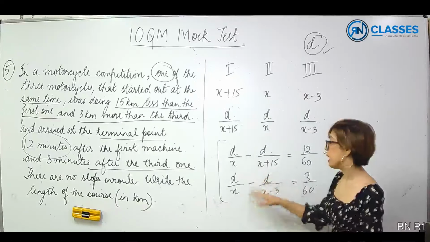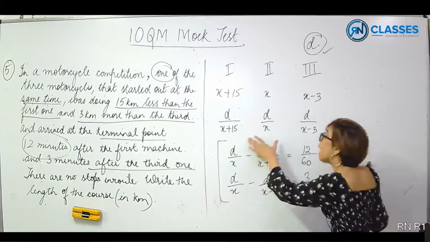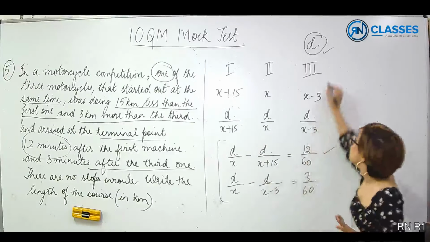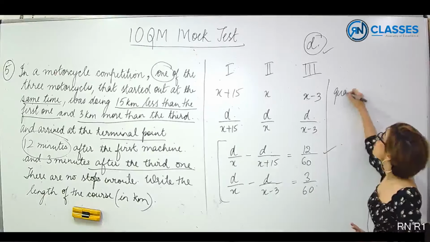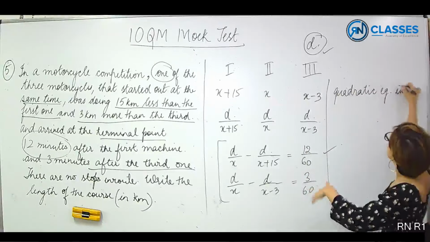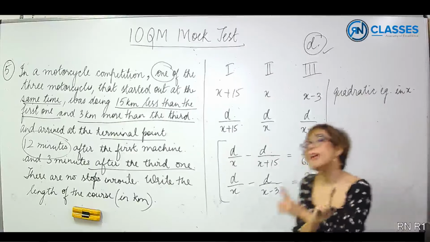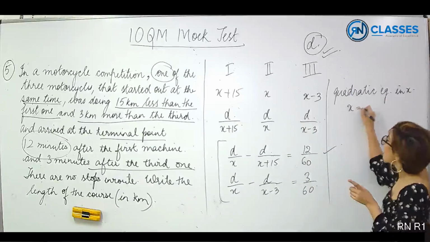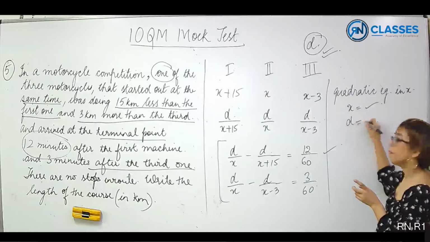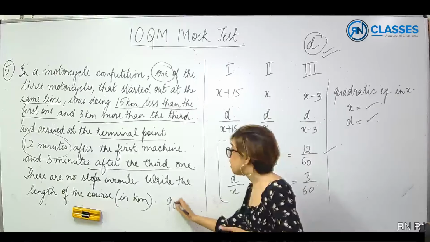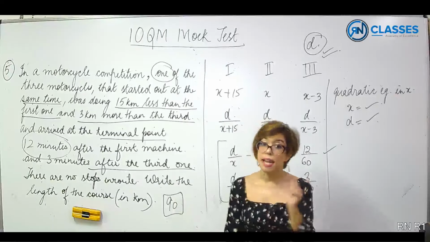D can be taken out common over here. If I divide the two equations, d would be cancelled out. That means I will get a quadratic in x. Right? Divide the two equations, you get a quadratic in x. But we are not interested in the value of x. We are interested in the value of d. So, once you find x, you can find d. And distance turns out to be 90 kilometers in this case. That is why the answer is 90.